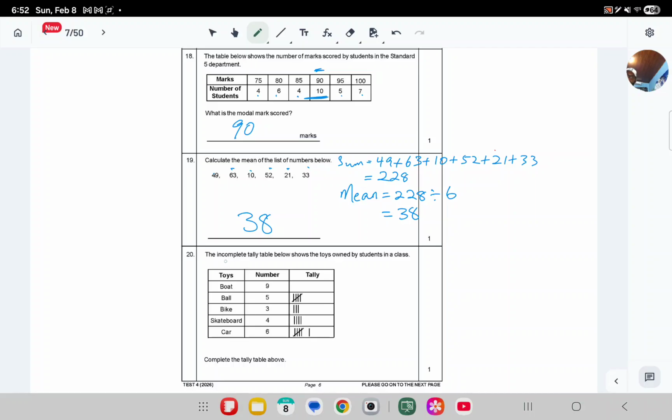Number 20, the incomplete tally table below shows the toys owned by students in a class. Complete the tally. The only one that is missing is for balls, which is 9. So we have a group of 5, 1, 2, 3, 4, 5, and 4 loose ones. Alright. Good.